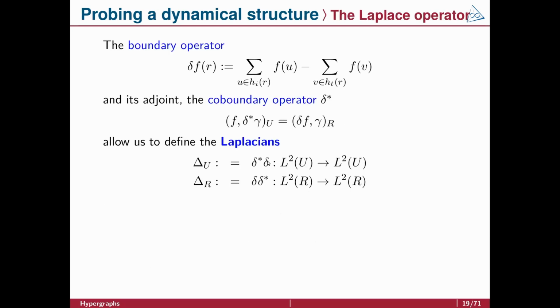So we have the boundary operator, we have the co-boundary operator, and so we can combine them, and then we get the Laplace operators. We get two Laplace operators because we can combine them in arbitrary order. We can first go from U to R and then go back from R to U. That gives us an operator on functions on U. Or we could start with R, go to U, and go back to R. That gives us an operator operating on functions on R.